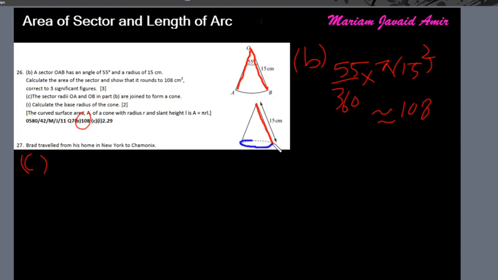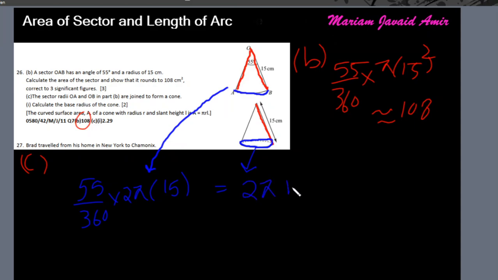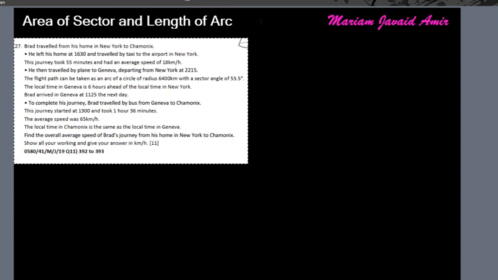For that we need to know that this blue circle has come from this arc length. So these two arc lengths are equal. What's the arc length here? It's 55 over 360 times 2 pi, its radius was 15, equals, what is the length here? 2 pi r. Now 2 pi and 2 pi get cancelled. Solve this for r and you should get 2.29 rounded off.